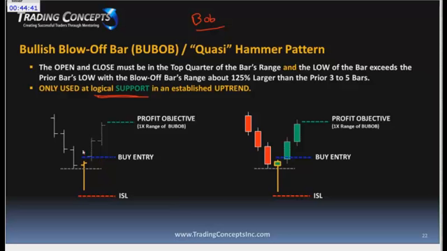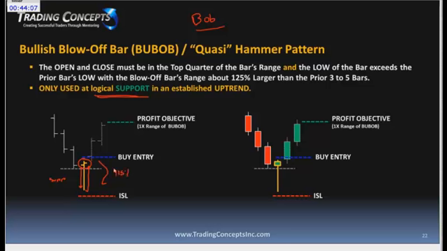You don't get an inside or an engulfing, but rather you get a bar that looks like this, right? Open and close in the top. It's got to be in the top quarter of the range, open and close. So think about it. The market opens up, market sells off intraday, manages to completely reverse and close in the top quarter. That's pretty powerful. As long as that bar is at logical support and the range of that bar is roughly 125% the prior 3 bars' range. It's got to be a little larger of a range.